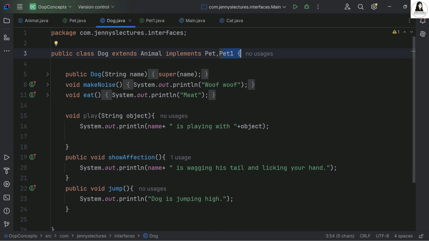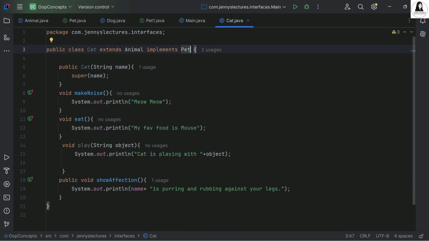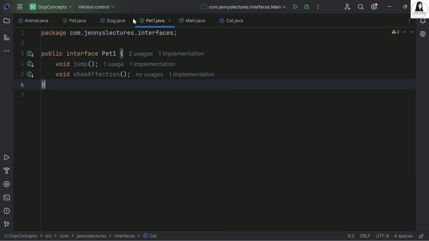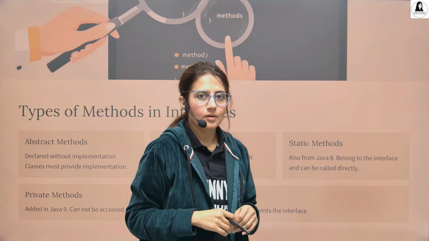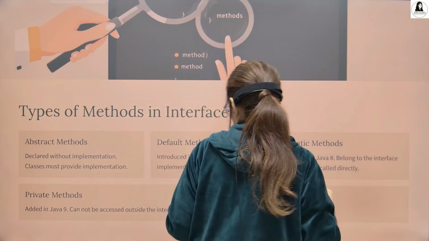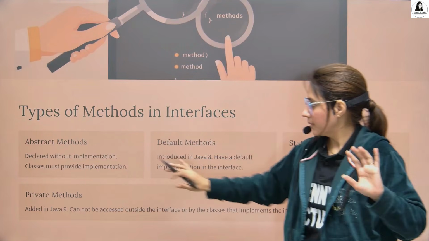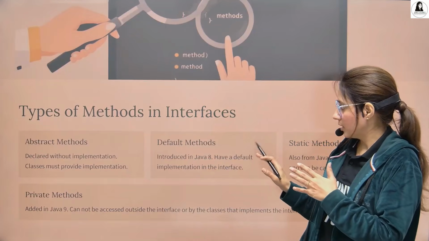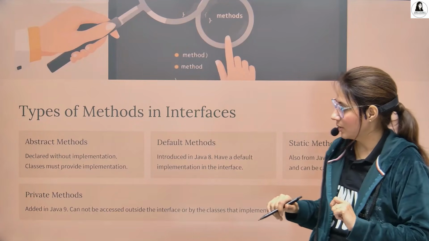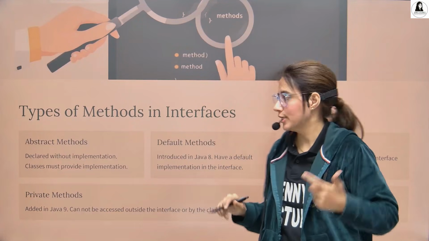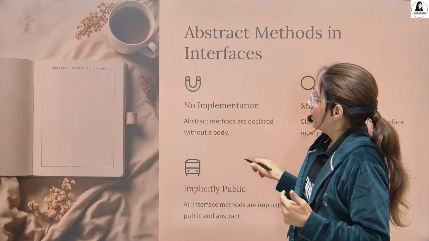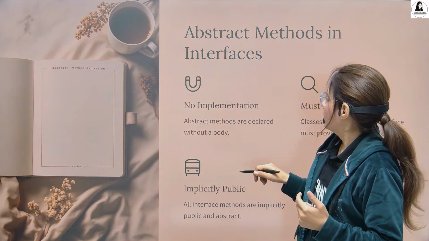Now I hope this thing is clear to you. Now you just try out all these things with the Cat class as well. Implement Pet and Pet1, and with the Cat class, try to call all the methods, whatever is there in Pet and Pet1. Okay, I have discussed how to use abstract methods in interfaces. How to write default, static, and private methods, these also I'll show you in the next videos. Right now, abstract methods in interfaces.